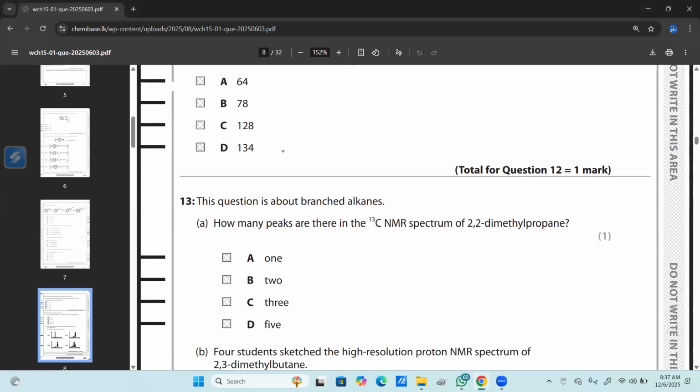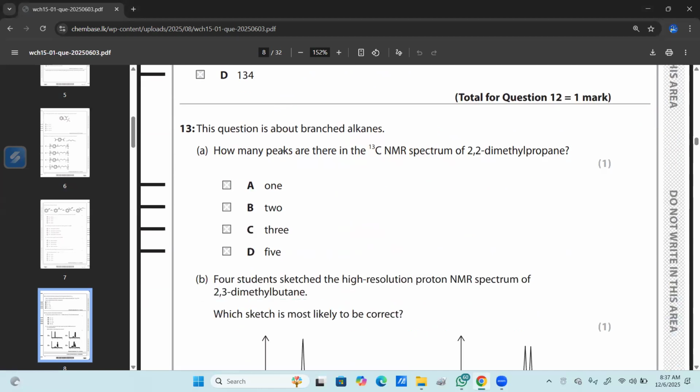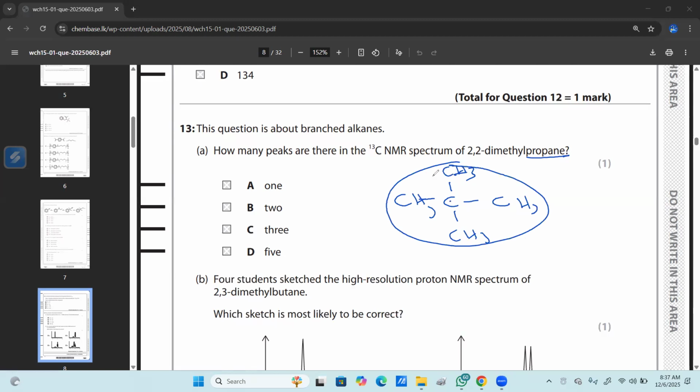This question is about branched alkanes. How many peaks are there in the carbon-13 NMR spectrum of 2,2-dimethyl propane? Propane means I have 3 carbons. 2,2-dimethyl means I have 2 methyl groups. So we can see all 4 are connected to 1 carbon. So all these 4 will have 1 peak, and with the other carbon peak, you have only two peaks in the compound because all are connected to the same carbon. So all of them will have the same chemical environment.